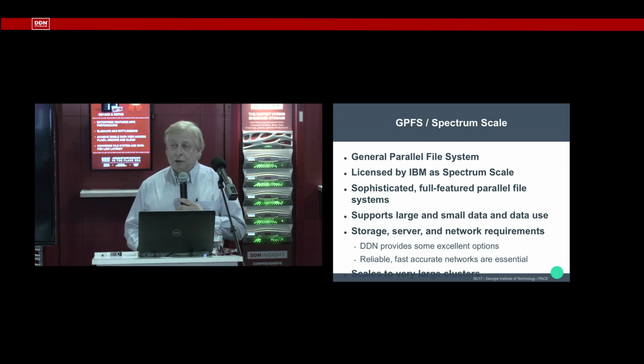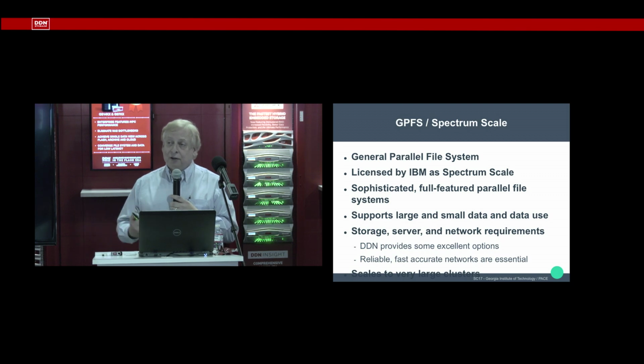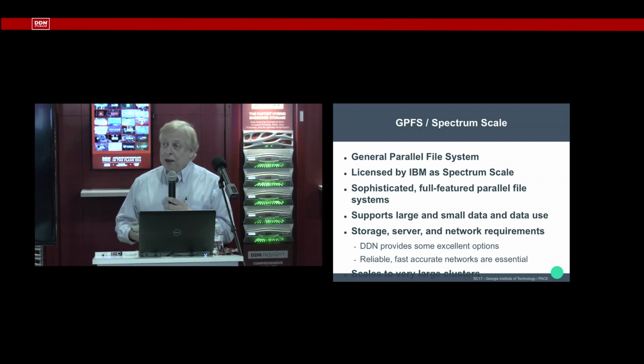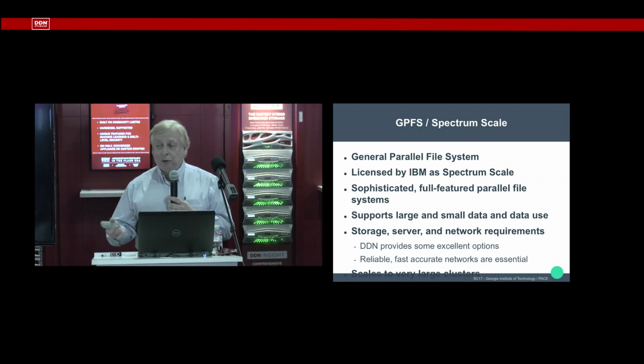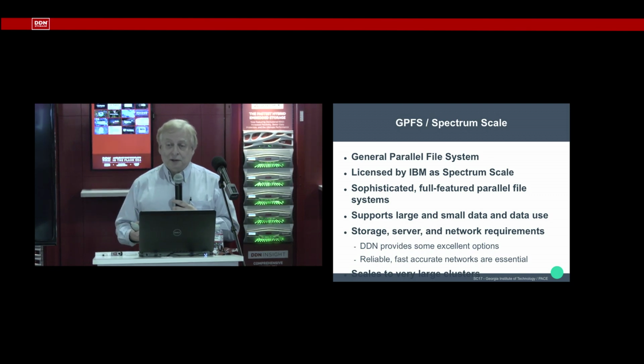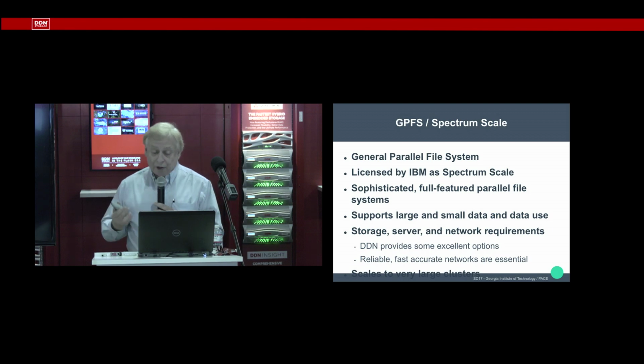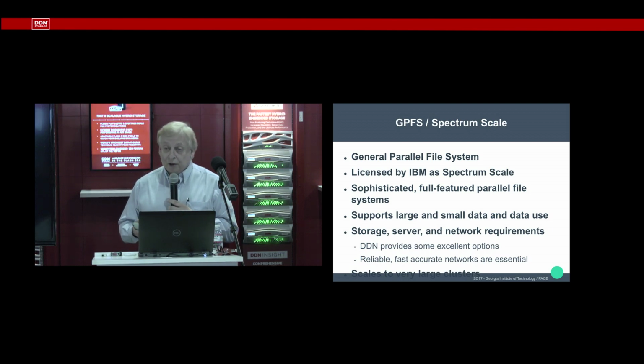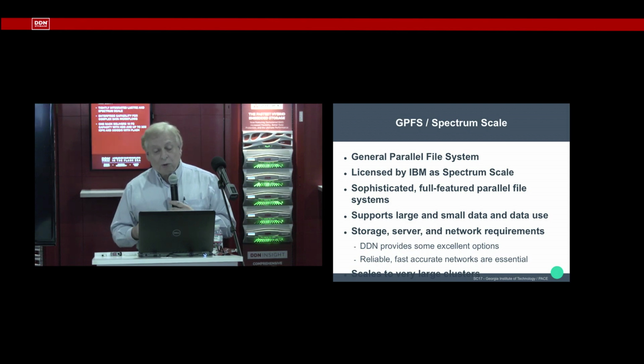We have done things like pull disks out of the system while it was running. We have added disks to it while it was running. All of this is in full production. It never missed a beat. It's really one of the wonderful things that Spectrum Scale can do for you. It also supports very large and very small data.